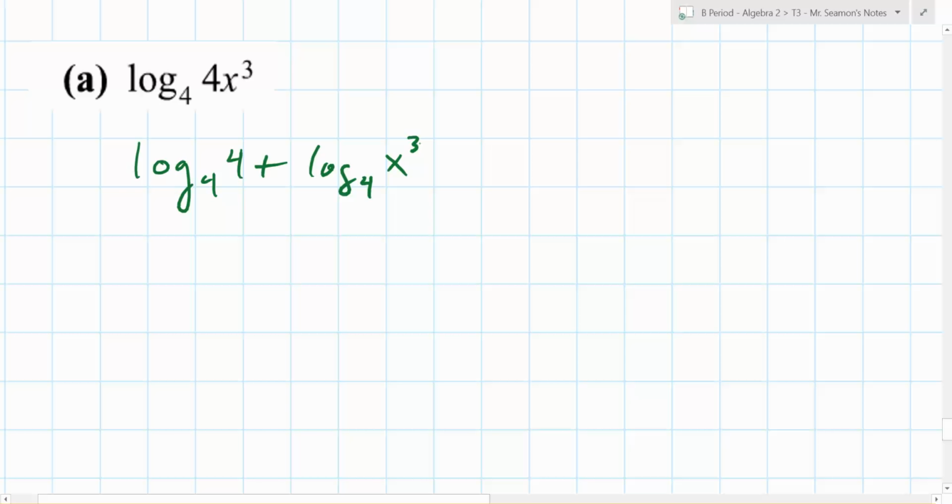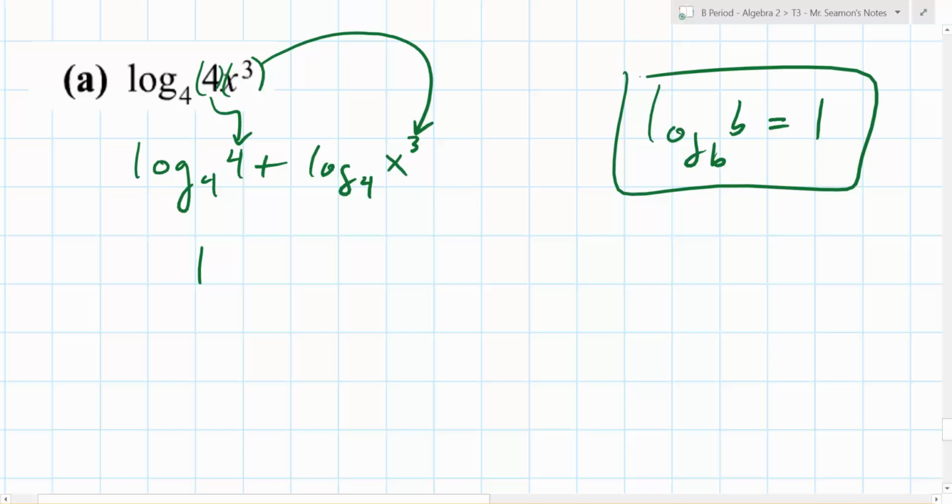Okay. What is 4x to the third? That is 4 times x to the third. So these are the two things. You have to recognize, is that 3 touching this 4? No. So that 4 is there, and this x to the third is there. What is log base 4 of 4? Remember that? Log base b of b is always what? 1. So this is 1.